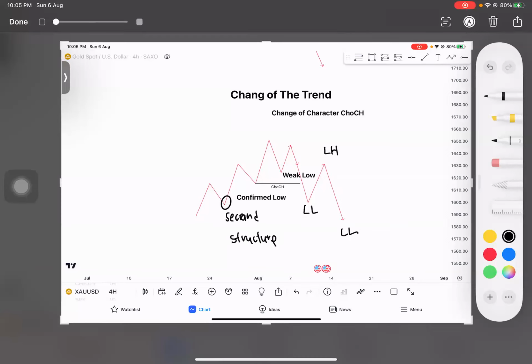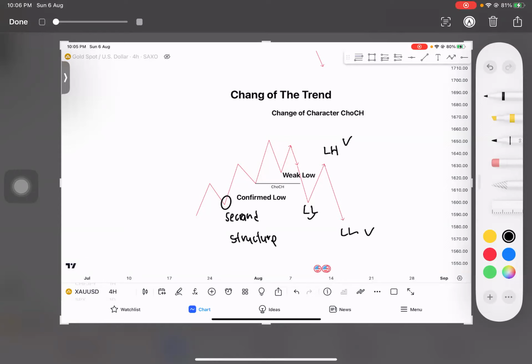Okay, second structures. If we break out these second structures, the change of trend is more obvious and strongest, and stronger in terms of the structure. In terms of the structure way, the trend has been changed. So for you to trade on the change of the trend, you must wait for the lower low, lower high, and lower low again.